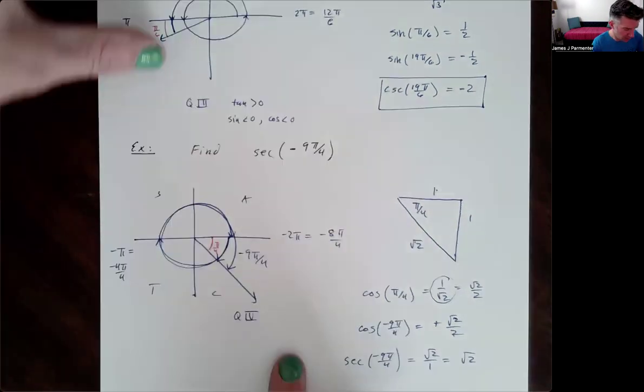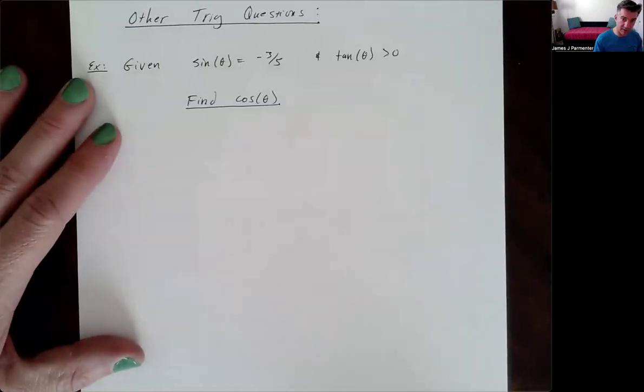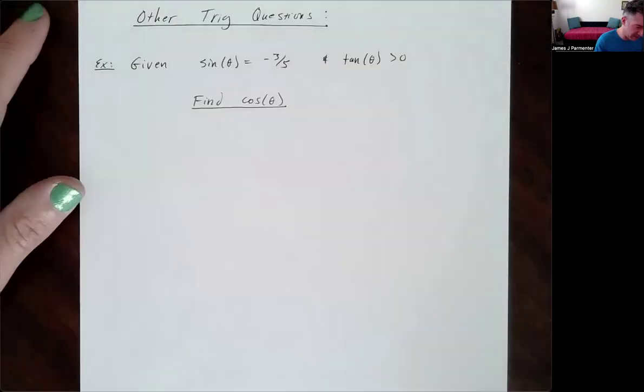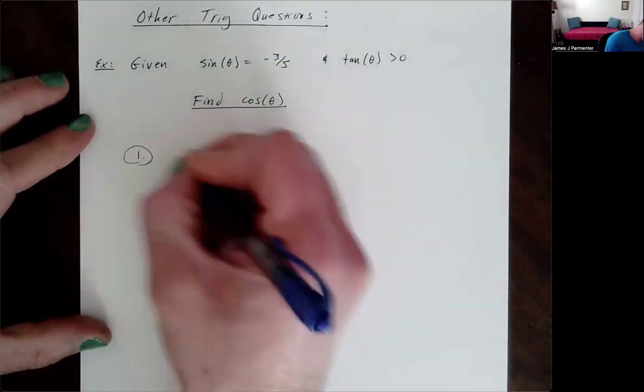Cool. Last thing in this first part. Sometimes we don't actually know what the angle is, but we're given some values. So we can be given that sine of theta equals negative 3/5, tangent of theta is positive, find cosine theta. So first, find the quadrant.